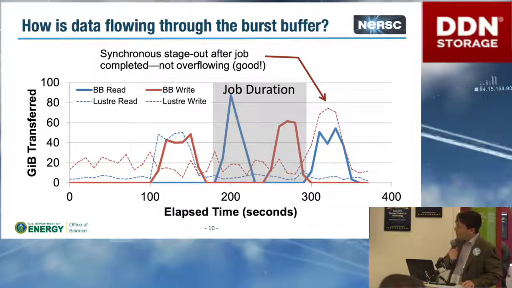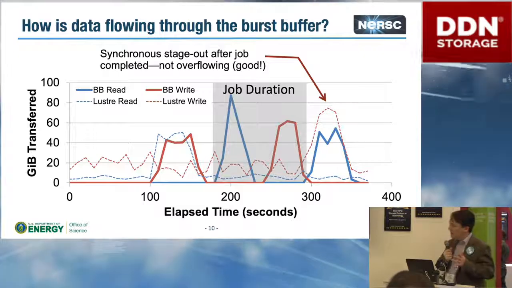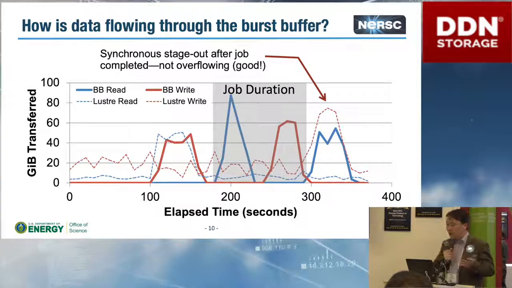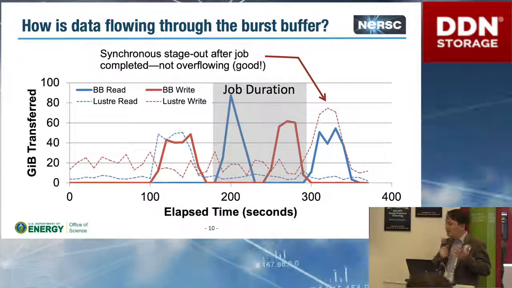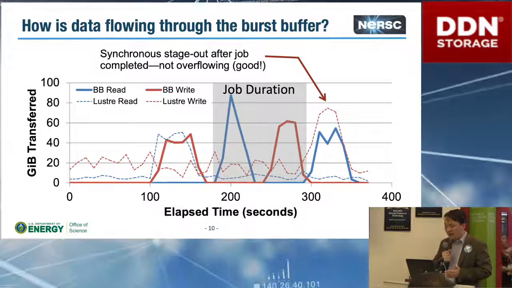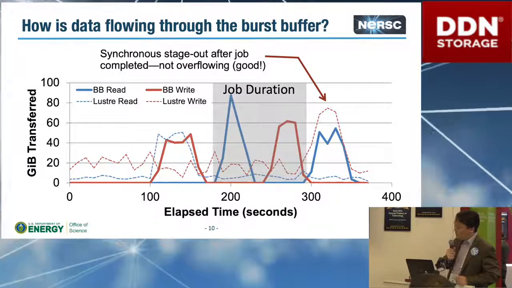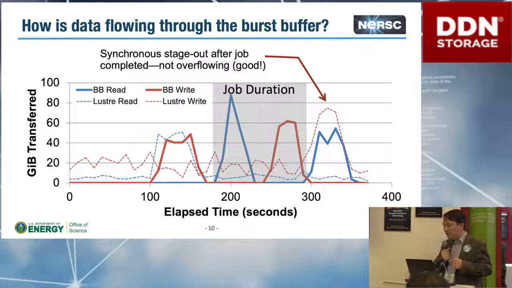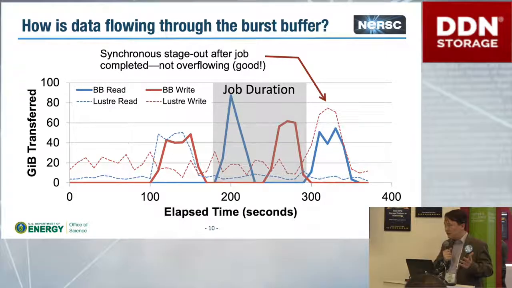So the shaded in gray region here is a period in time when a job is running, and it does a typical checkpoint restart workflow where at the beginning of the job it has to read in a lot of data, and at the end of the job it flushes all of that back out. And meanwhile, in the Lustre file system load, as is shown in these dotted lines, there's a lot of background up and down, which is just the effect of every other job running on the Lustre file system.